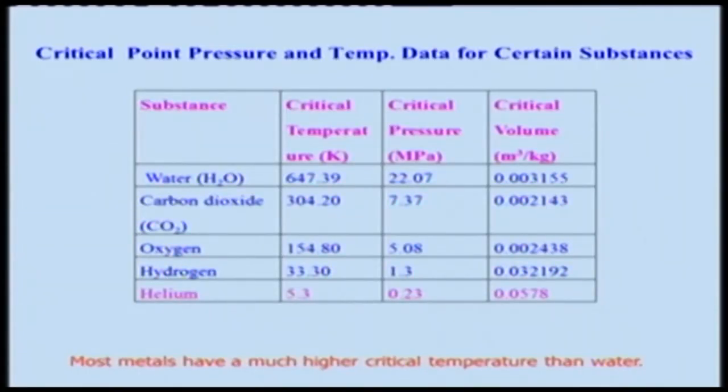So, just to show the critical point pressure and temperature data, let us look at some of the data here. For water, I have already told you, the critical temperature is 647.39 at a critical pressure of 22.07 megapascals, and this is the critical volume. Various other substances I have placed in this table: carbon dioxide, oxygen, hydrogen and helium. Interestingly, the critical temperature for helium is very, very low, 5.3 Kelvin, and the pressure is about 0.23 megapascals.